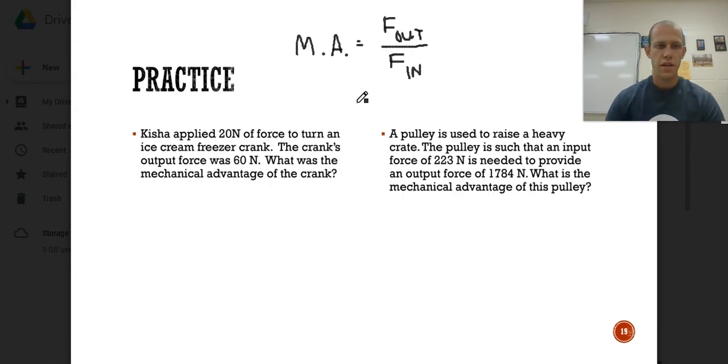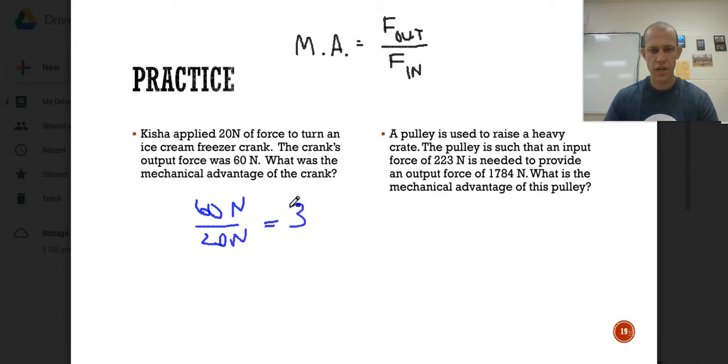All right, first example. Keisha applied 20 Newtons of force to turn an ice cream freezer crank. The crank's output force was 60 Newtons. What was the mechanical advantage of the crank? So we take the output force divided by the input force. When we do that, we get 3.